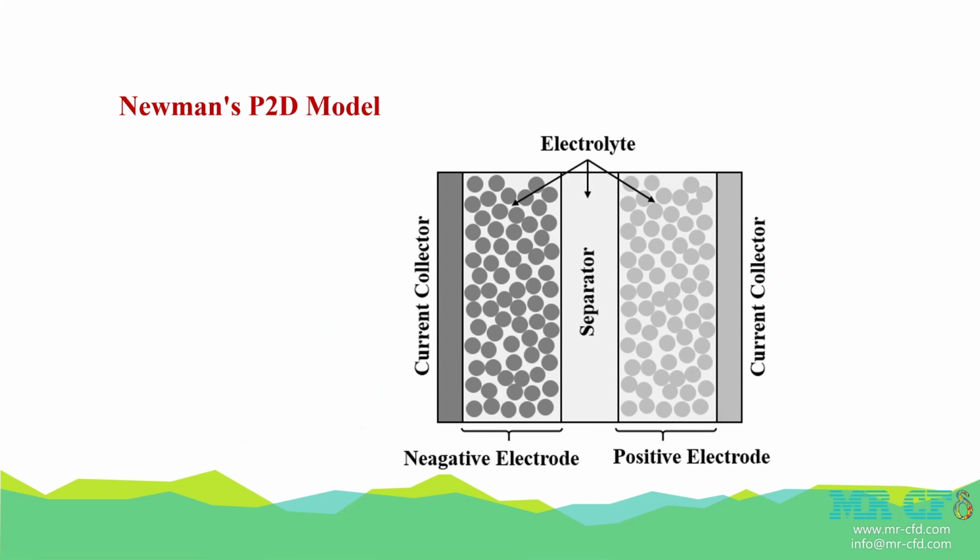According to Newman's P2D model, we present a schematic of a lithium-ion battery as shown. Here, the composite electrodes consist of active materials and an electrolyte solution. The solid active materials are modeled as a matrix of mono-sized spherical particles. On the other hand, the electrolyte phase is continuous throughout the negative electrode, separator, and positive electrode.